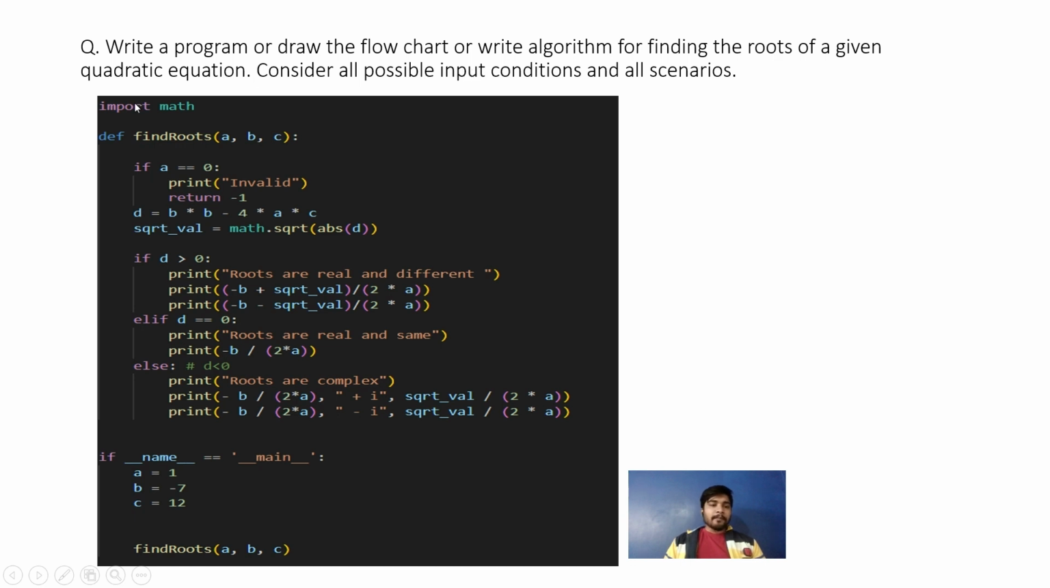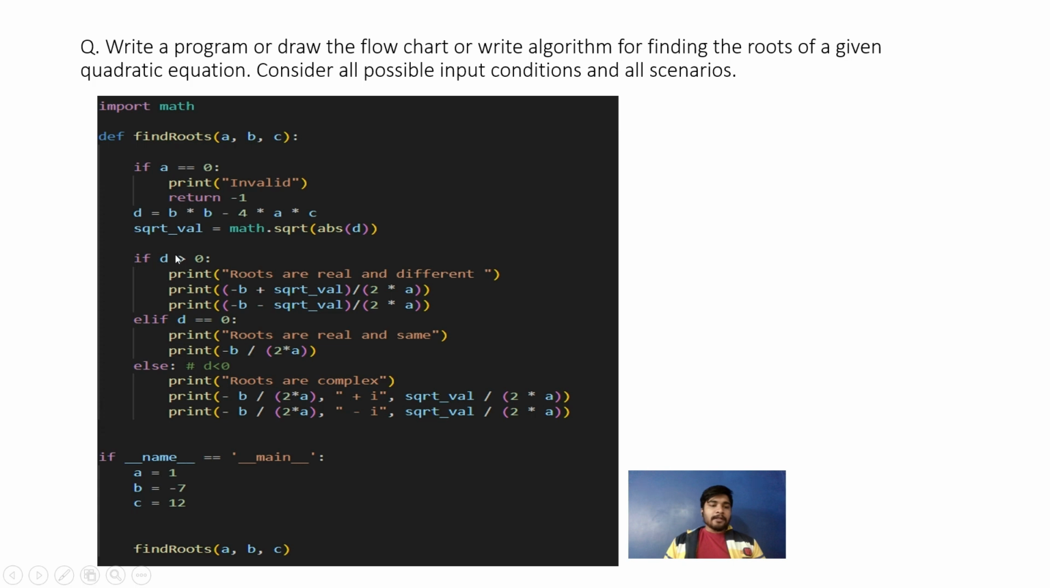Now first we are importing the math library and creating a function find_roots and taking three inputs in it, a, b and c. Now we are using an if statement. If a is equal to 0, print invalid and return -1. Now we are doing d equals b squared minus 4 into a into c, and a variable square root value equals math.sqrt of the absolute value of d.